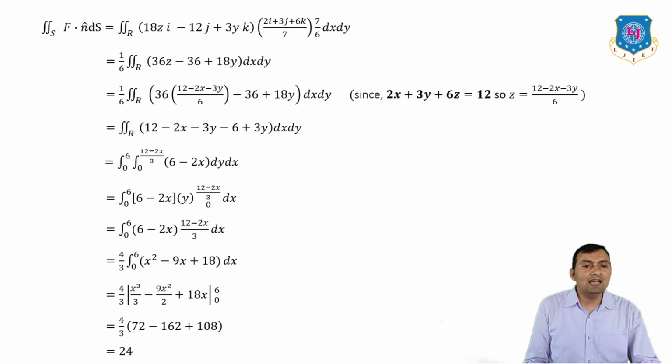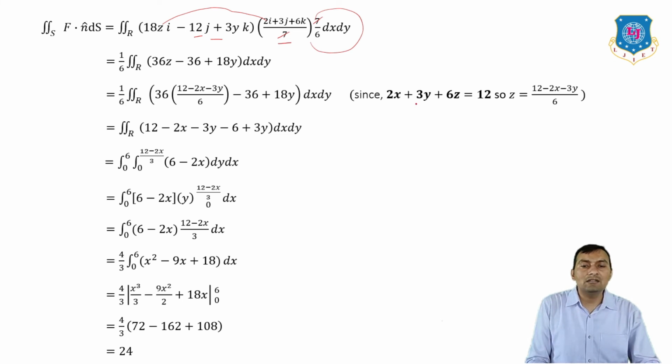Now let us see how we can solve this double integration. So whatever we are given, that F(r), this is the n cap, and whatever we have, dS, we are going to replace over here. Now let us simplify. So i dot i will be only 1. So 18z into 2, that is 36z, minus 12 into 3, so it will be minus 36 plus 3y, and into k. So we have 18, 1, then dx divided by that. And whatever we have, this 7 is going to be cancelled out, and 1 and 6 will be common from this double integration.